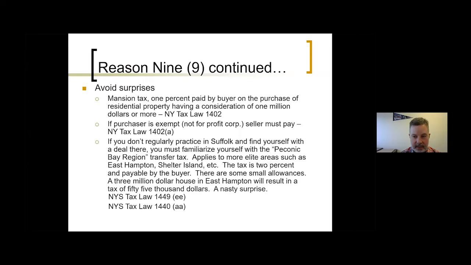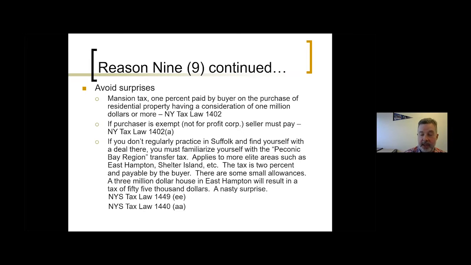And you want to avoid surprises at closings. We all do. You want it to go smoothly. One of the ways you can avoid surprises is, if you don't regularly practice in an area, give us a call. Let's say you're in Westchester and you don't normally represent buyers or sellers in Suffolk County, but you have a deal there, give us a call or email us and ask if there's anything to look out for. Are there any special transfer taxes? Is there a special mortgage recording tax? What is it?